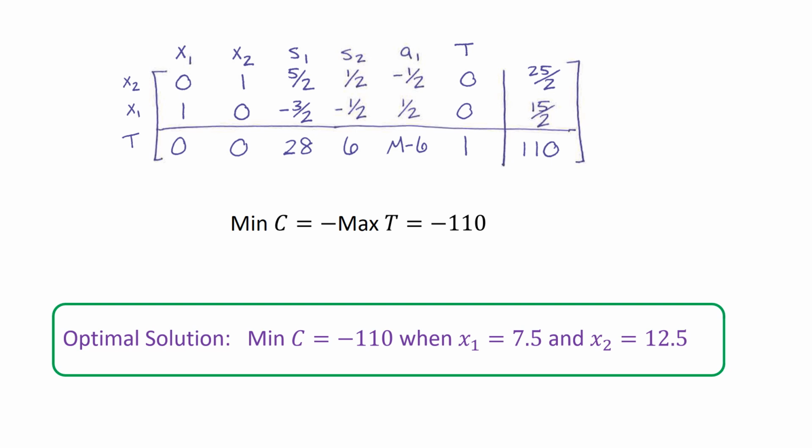So the optimal solution is min C equals negative 110 when x1 equals 7.5 and x2 equals 12.5. Now remember, the reason that we know this has an optimal solution is because the artificial variable has value 0. If the artificial variable had a non-zero value, this would have no optimal solution.